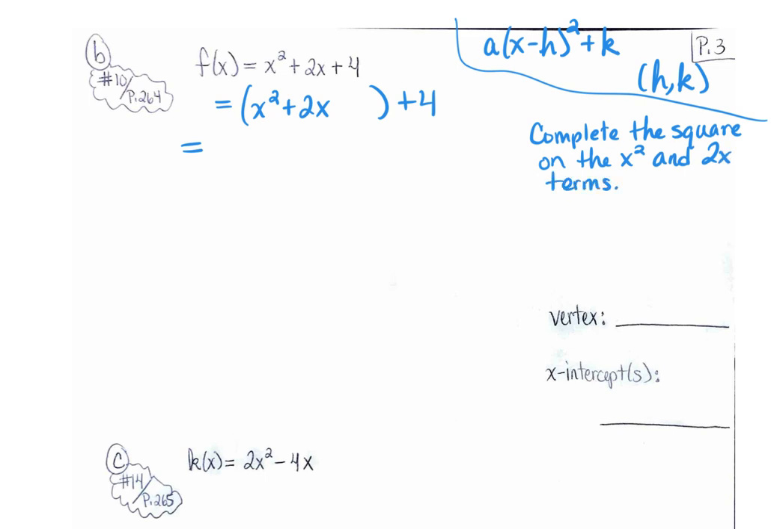Which means we take the coefficient of x, which is 2. We divide 2 by what? Divide 2 by 2. That's equal to what? 1. Then we're going to take 1 and do what? Square it. That's equal to what? 1. So here we have x squared plus 2x plus 1 plus 4.